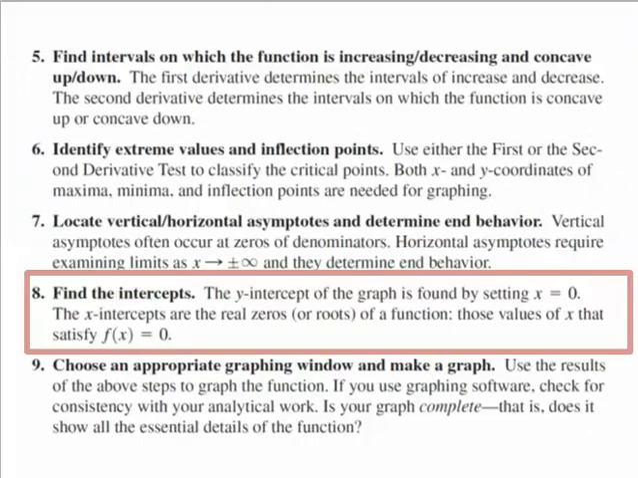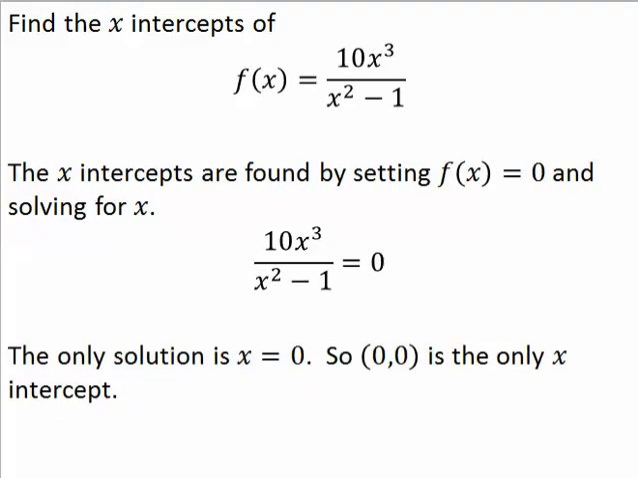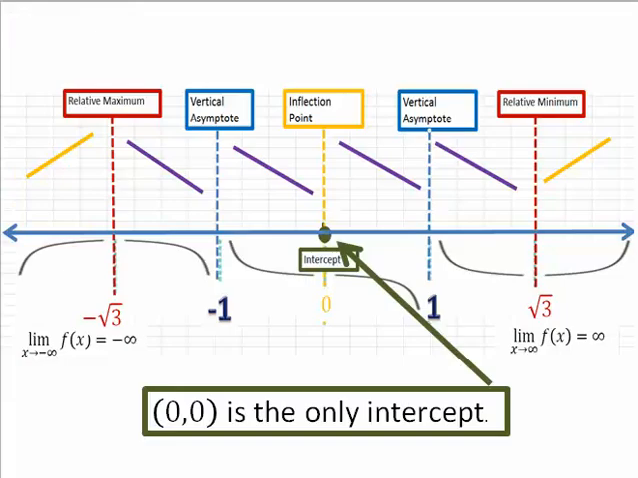Intercepts. The y-intercept is at 0, 0. We look for other possible x-intercepts, and we find none. So 0, 0 is the only x-intercept. So the entire graph has only one intercept, 0, 0.